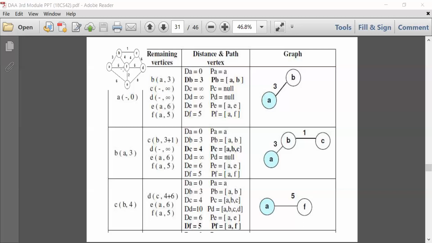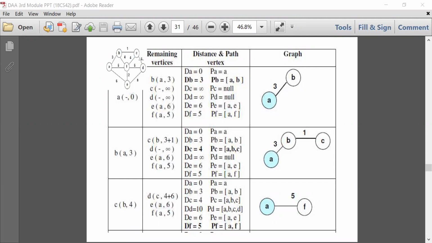Similarly, what is the distance from A to F? It is 5. You update that one. A to F will be 5. Then what is the distance from A to E? That is 6. You update that one here. A to E will be 6.